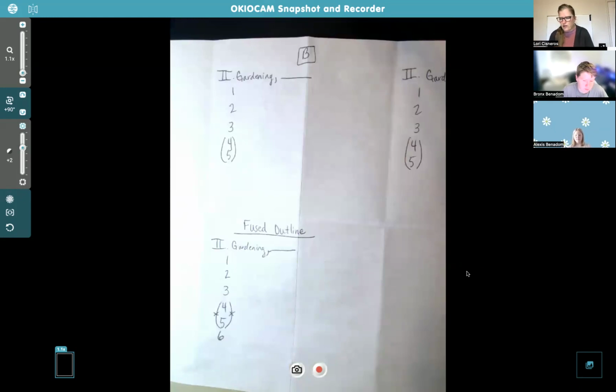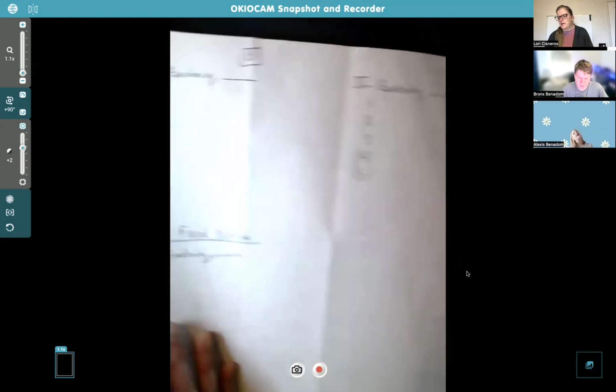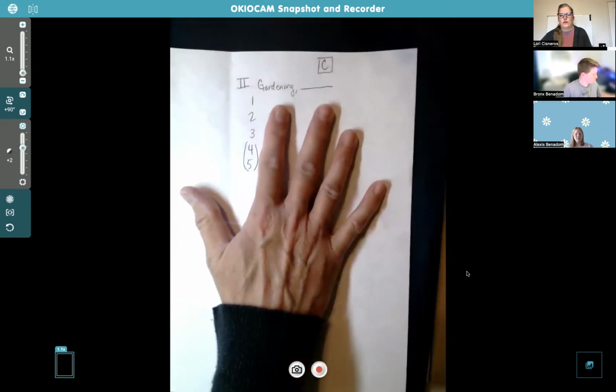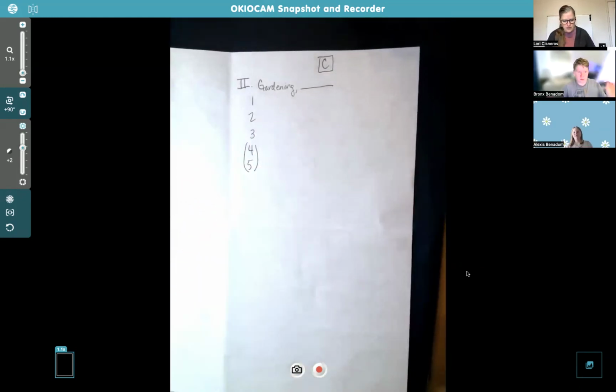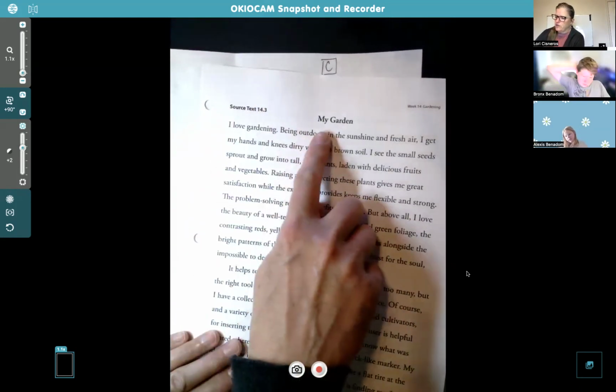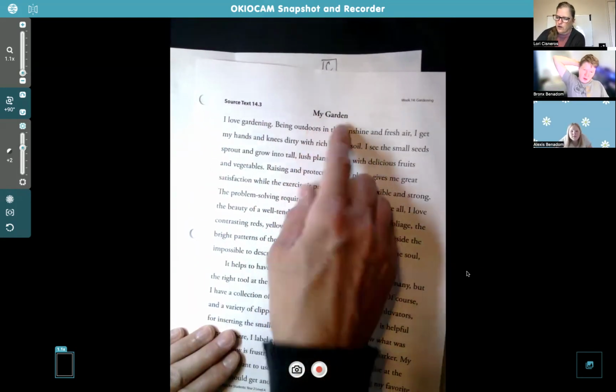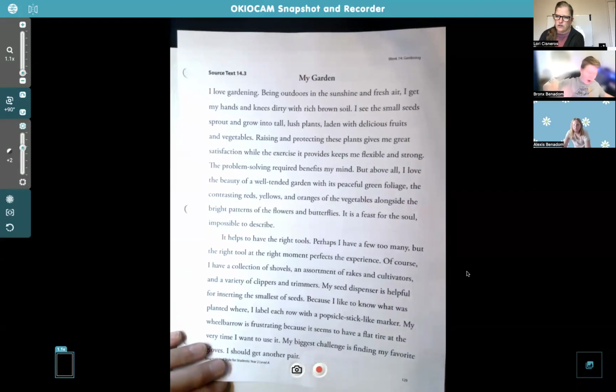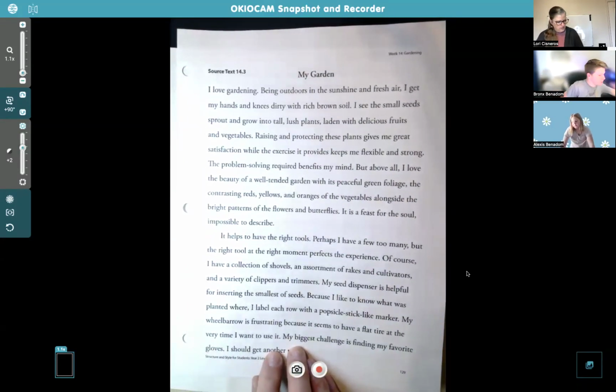So let's move on now to C. Both of you have information in C. So I'm going to look at Article C, which is, look for the C at the top. I think we wrote it in last time, but this is Article C called My Garden. It's page 129. So find that one.